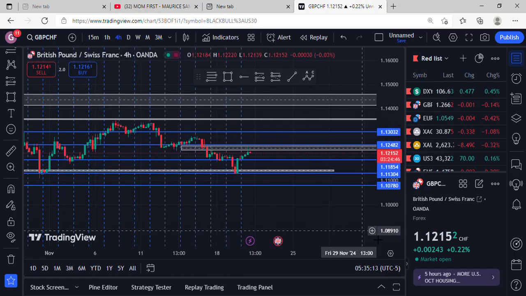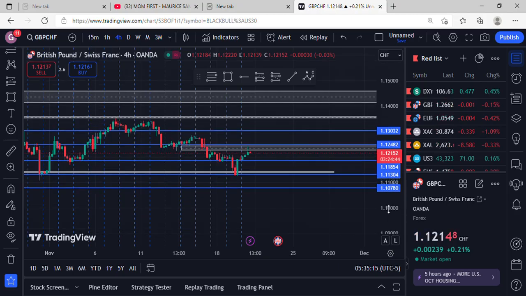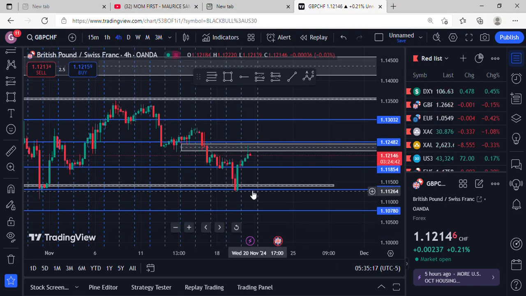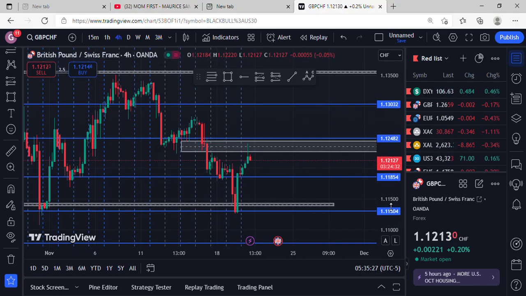Good. So inside of the 4-hour, what is evident is that we have run perfectly into the 25 DRT level, disrespected this fair value gap right here. Let me make it bigger. So run into the 25, disrespected this fair value gap at the 50%. Yes, at the 50%, right?